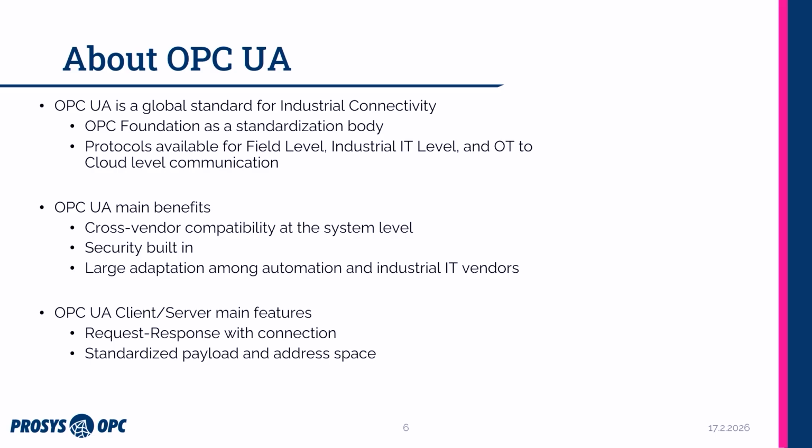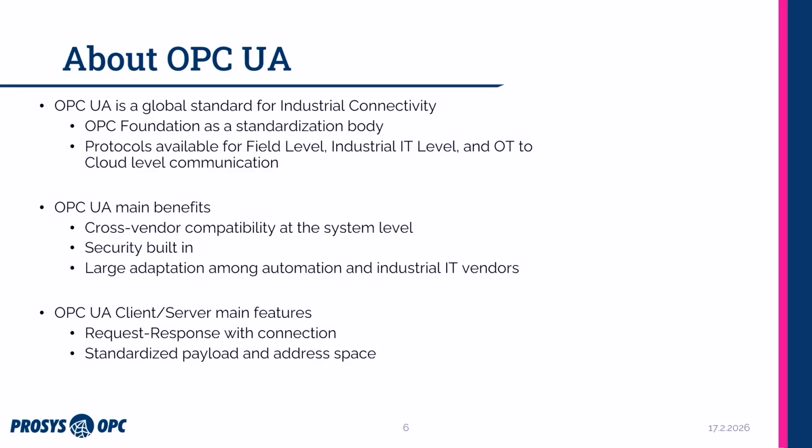The real benefit of OPC UA client server is that it's request response. So the client and the server know about each other, they know whether the other party is alive, and they know whether the other party received the data that they were trying to either send or write. This is very important in critical environments, like OT setups. It also defines standardized payload and address space, so when OPC UA servers and clients connect to each other, it's plug and play, and you don't need to do any manual configuration to make it work.